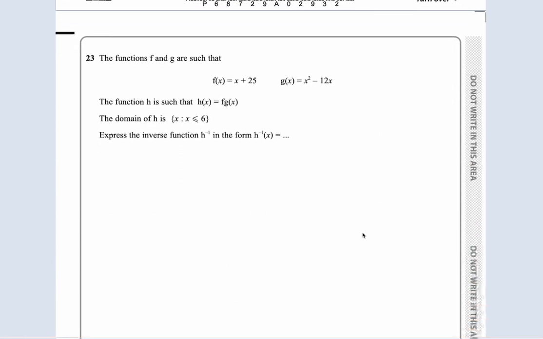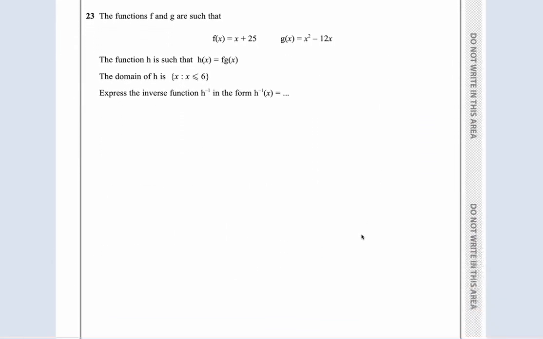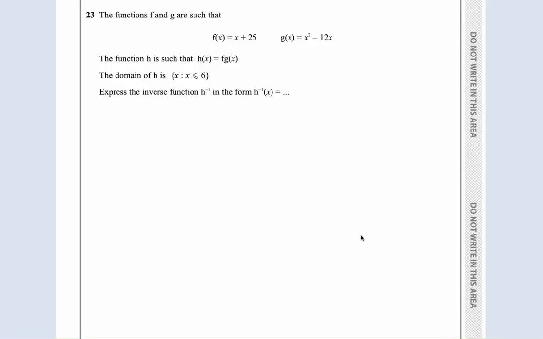Okay, tricky question. Final question. Question 23. Functions f and g are defined as this. H is fg of x. We're given the domain. Express the inverse function h minus 1 in this form. Okay, so we need to find the inverse function of h, but first we need to find h.